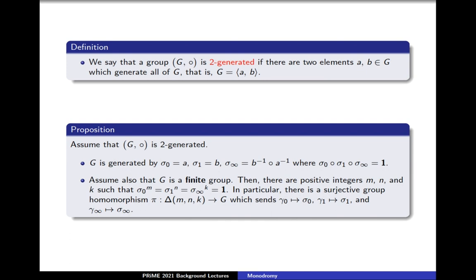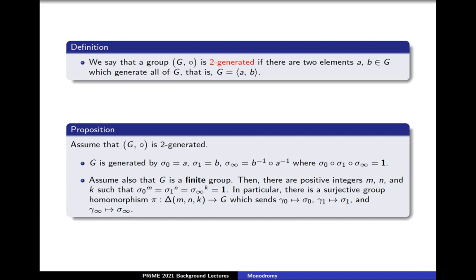Assume that G with composition is 2-generated. Then G is generated by sigma 0 equals A, sigma 1 equals B, and sigma infinity equals B inverse composed with A inverse, where sigma 0 composed with sigma 1 composed with sigma infinity equals the identity.